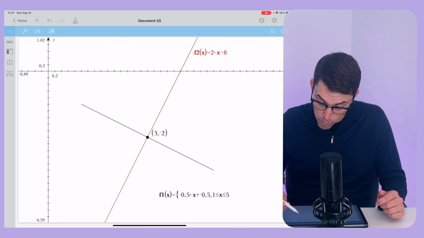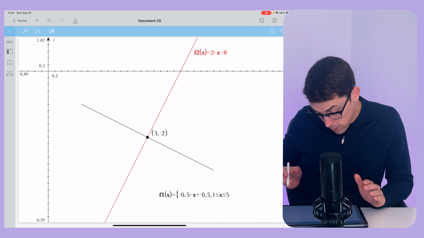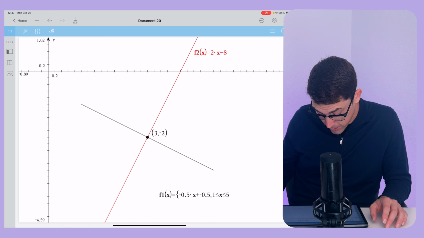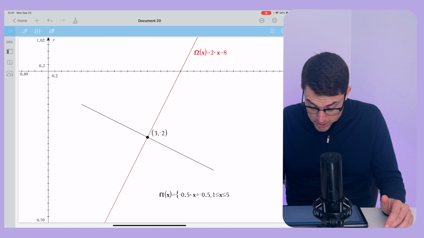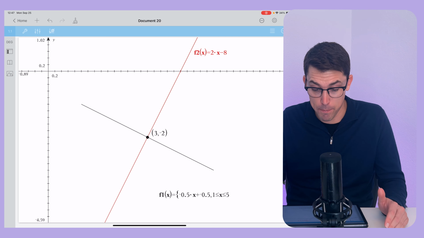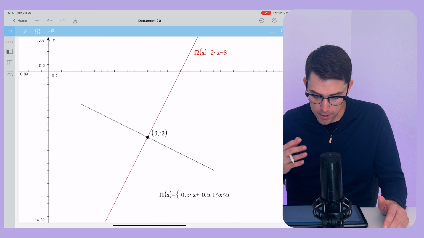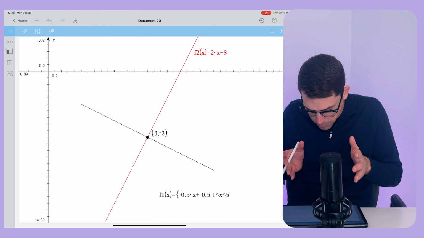And as you can see, this 2x minus 8 line, it definitely looks like it's chopping it in half, and it definitely looks like it is a 90-degree angle, and it is intersecting this at 3, -2, which is the midpoint. So it's always nice to check these things graphically just to make sure that your answer is making sense.